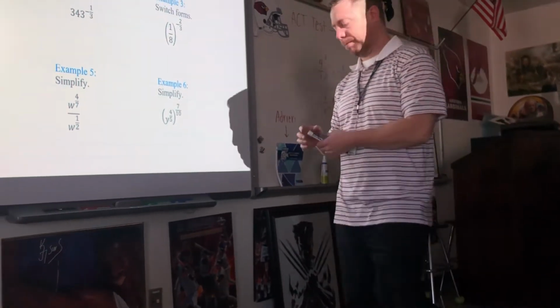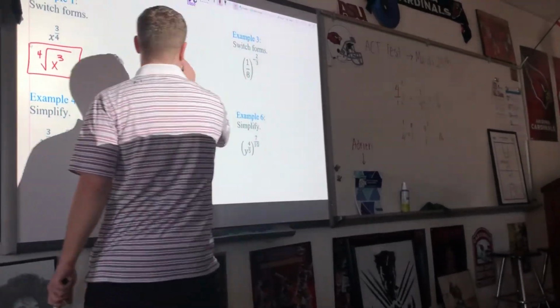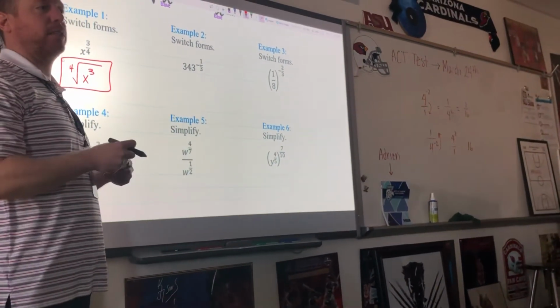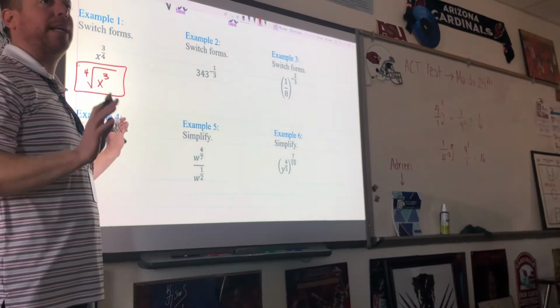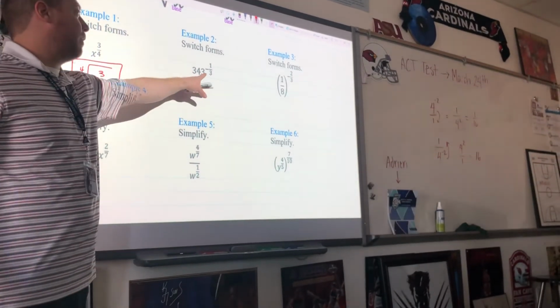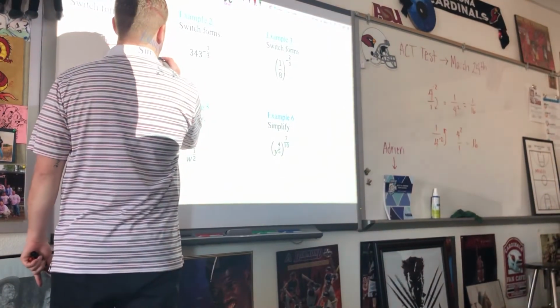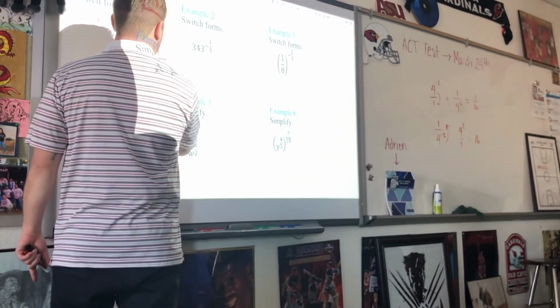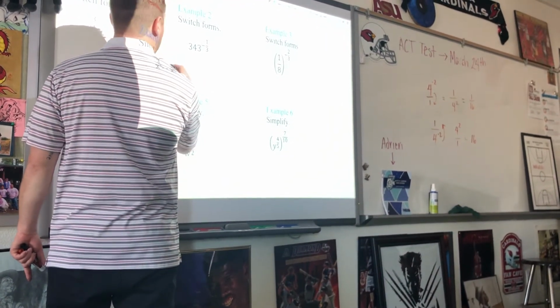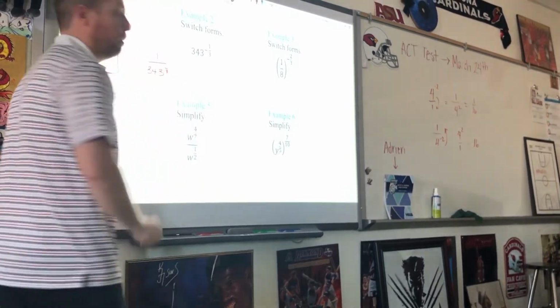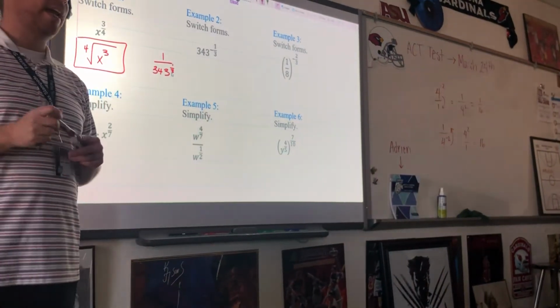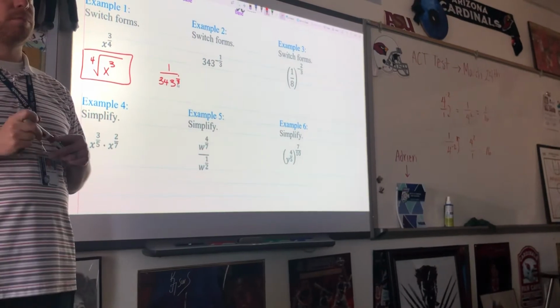Okay, so first thing I'm going to do before I can switch forms is I'm going to make this guy happy. 343 is the base. He's got a negative exponent, so he's unhappy. So I'm going to change this to be 1 over 343 raised to the positive 1/3 power. Once I move him, that exponent changes to positive.